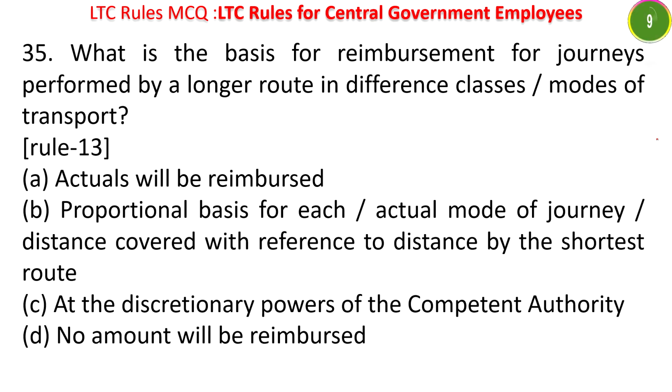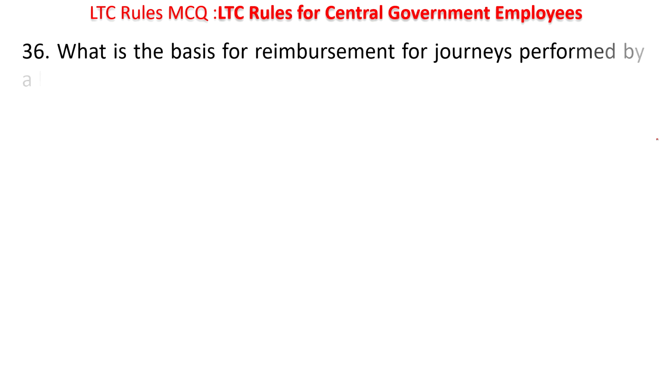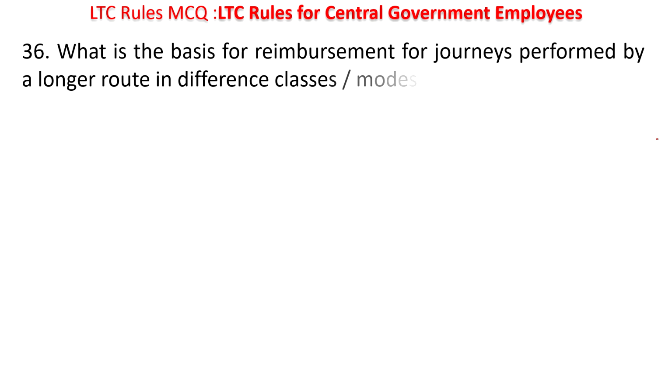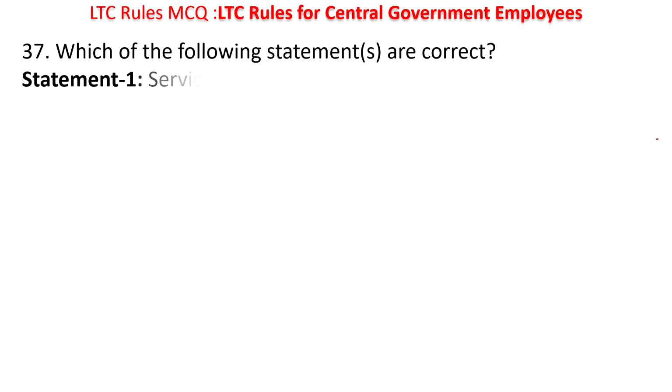Your time starts now. Basis for reimbursement for journeys performed by longer route in different classes and modes. The answer was proportional basis for each actual mode of journey, distance covered with reference to distance by the shortest route. Next question. What is the basis for reimbursement for journeys performed by longer route in different classes or mode of transport? We have seen just now. Answer. Next question. Which of the following statements are correct?